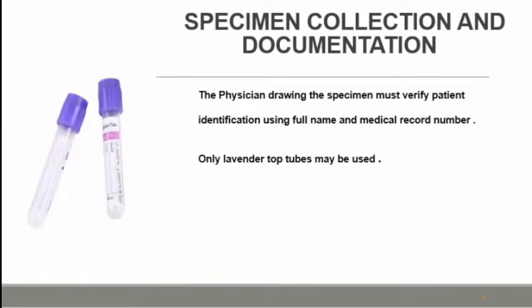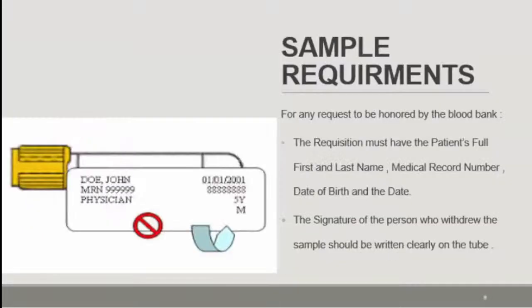May I have the next slide, please? So sample requirements. For any request to be honored by the transfusion medicine, the requisition must have the patient's full name and last name, the medical record number, the date of birth, and the date that the sample was drawn. The signature of the physician or the person who may have drawn the blood should also be written clearly on the tube.